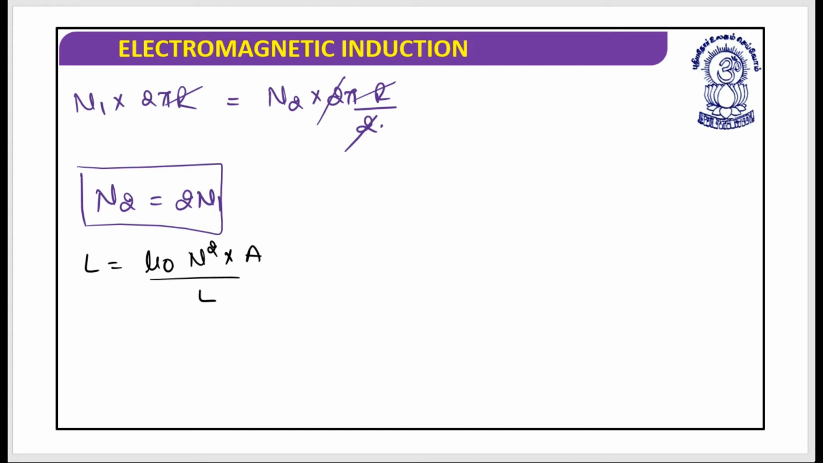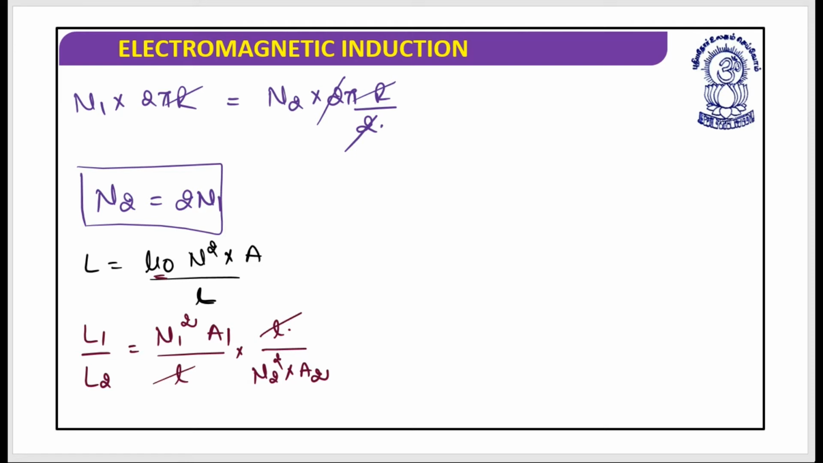So let's take a ratio of this. This is a small l. Let's take the ratio L1 is to L2. This mu naught will be cancelled out. This is N1 square into A1 divided by the length, multiplied by N2 square into A2 into l, because the length of the inductor was the same. Yes, great. Now it's L1 is to L2.